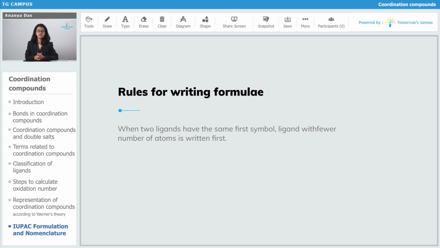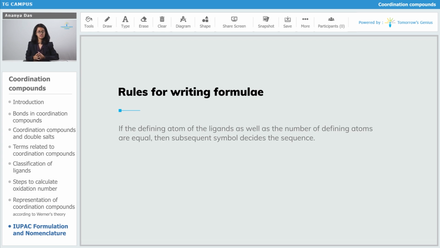Now the next thing which arises is, if two ligands have the same first symbol, then what are you going to do? How do you decide which ligand to write first? Like you have ammonia, which is NH3, and you have N2. Both of them have the same first symbol, N. So how do we decide which one to write first? In this case, the ligand which has fewer atoms is written first. In ammonia there is only one nitrogen present, whereas in N2 there are two nitrogens present. So ammonia, that is NH3, will be written first and N2 will be written after that in the coordination complex.